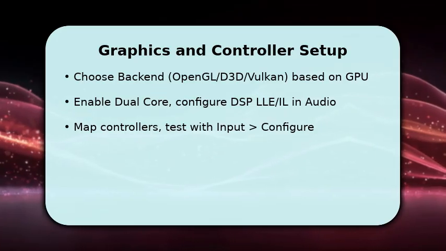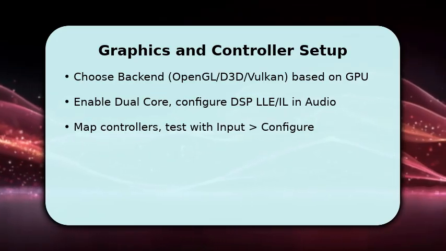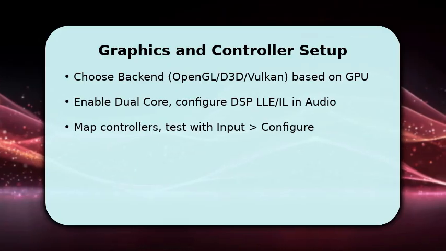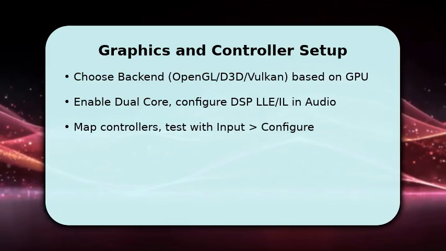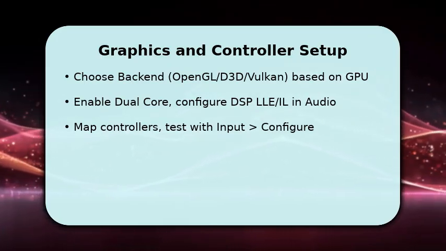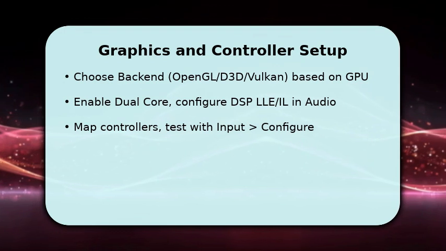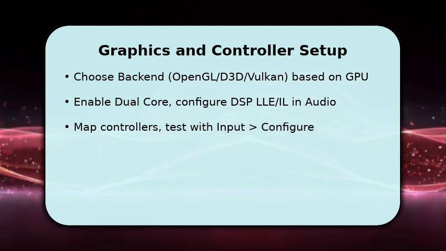After that, open controllers and map your gamepad or Wiimote. Test input with a quick launch of a game. If stuttering occurs, adjust frame limiter and V-Sync. These mid-steps balance speed, visuals, and input fidelity.